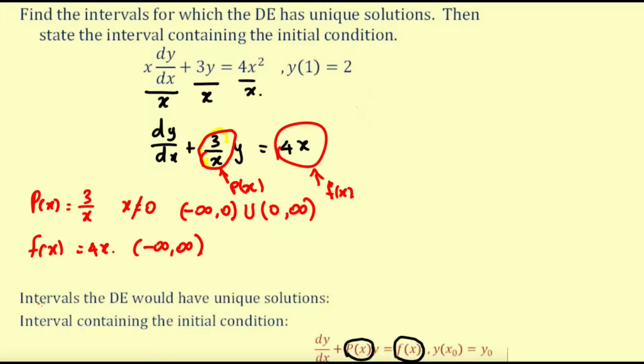Here they are asking for the intervals where the differential equation would have a unique solution, that is negative infinity to 0, and then 0 to positive infinity. Now the interval containing the initial condition. The initial condition is y of 1 equals 2, and we have to look at the 1. Where is the 1 included? In 0 to infinity, the 1 is included, right? So that's the interval containing the initial condition, 0 to infinity. So this is the answer for this problem.